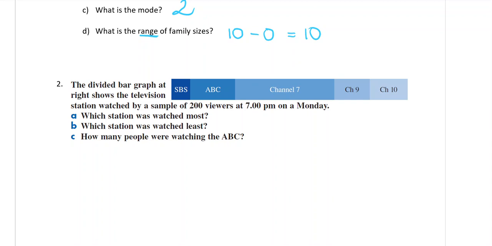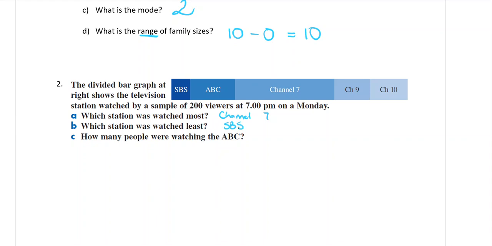So you can see straight away, I hope, part A, which station was watched the most? The one with the biggest piece. Which one has the biggest piece? Channel 7. And then part B, which station was watched the least? Will be the one with the smallest piece. Good, yep, SBS.